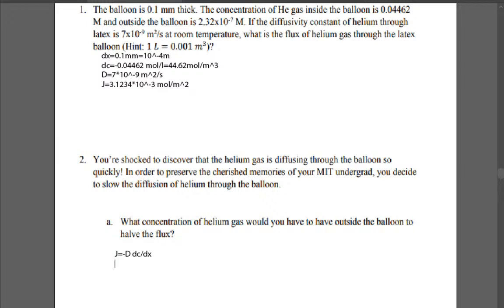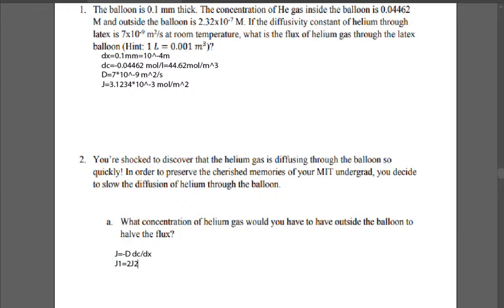So J1 is the initial, and you want to halve the flux. So J1 is the initial condition, and now J2 is the thing that we want. No, J1 must equal 2J2 because we want to halve the flux. Yes, that's true.